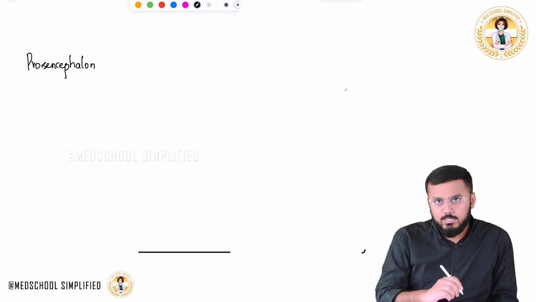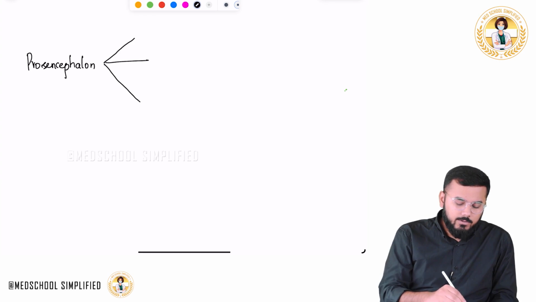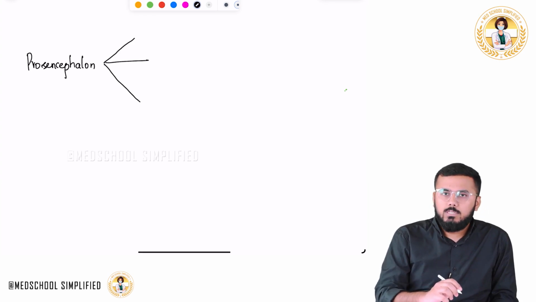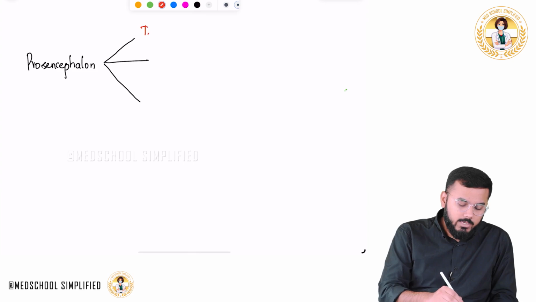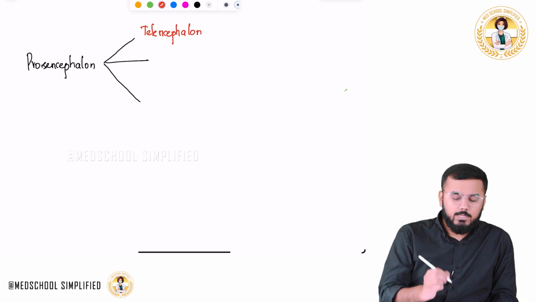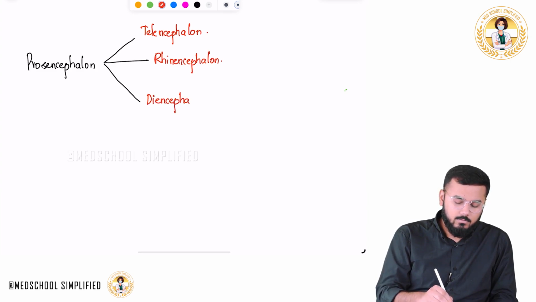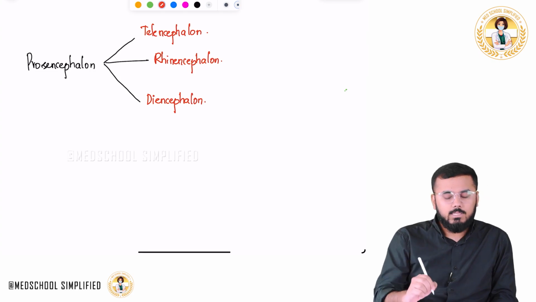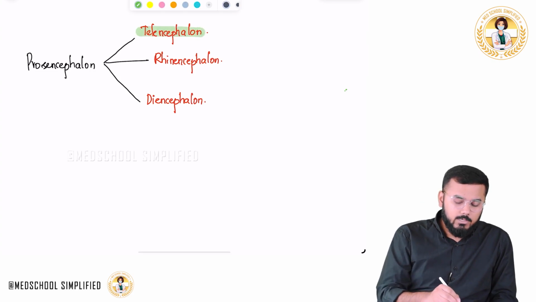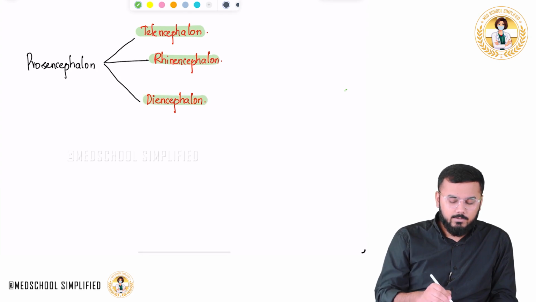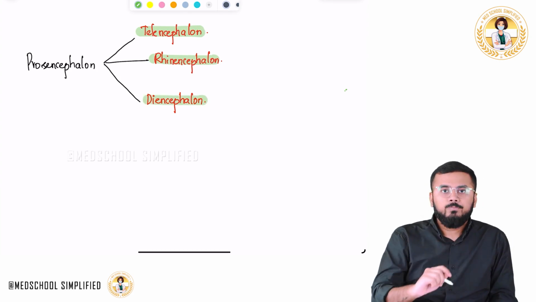This prosencephalon is divided into three different parts. So what are these three parts? One is called the telencephalon. Another one is called the rhinencephalon. And the last part is called the diencephalon. So these are the three important parts: the telencephalon, the rhinencephalon, and the diencephalon.